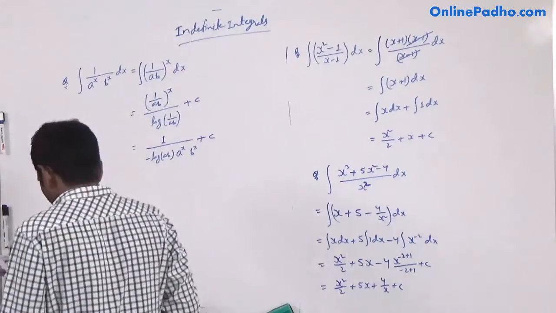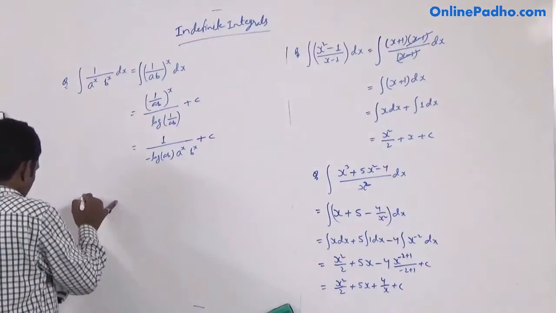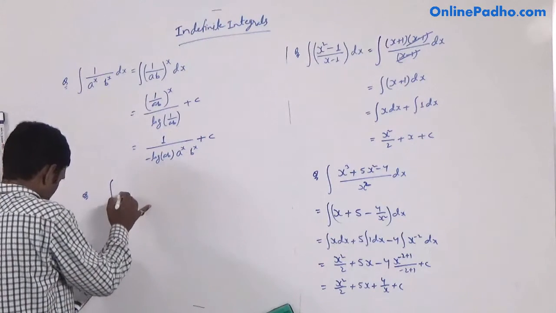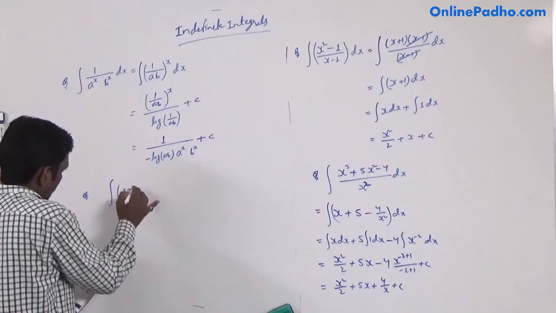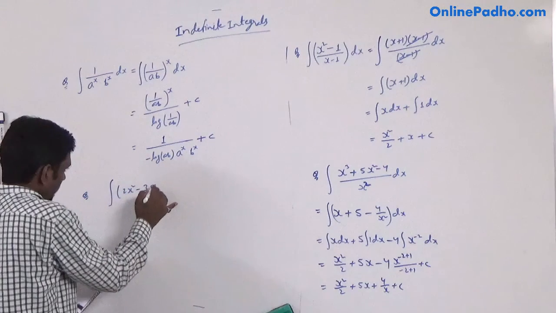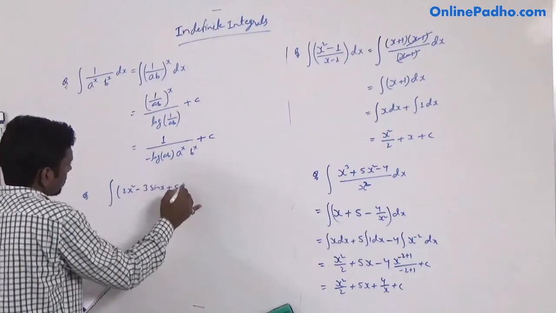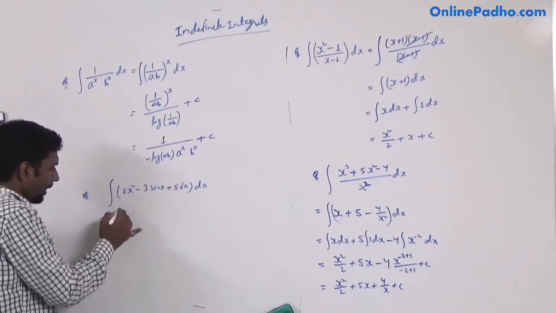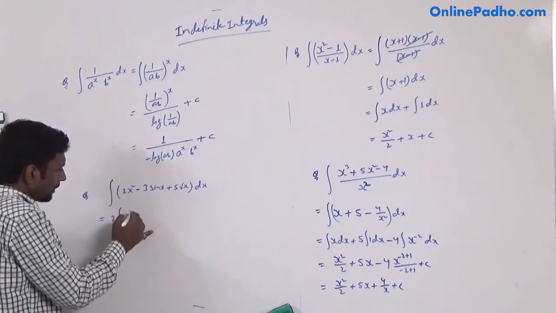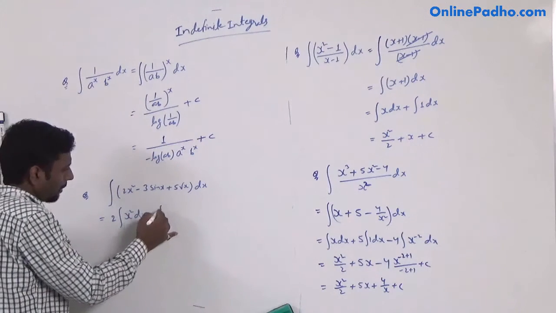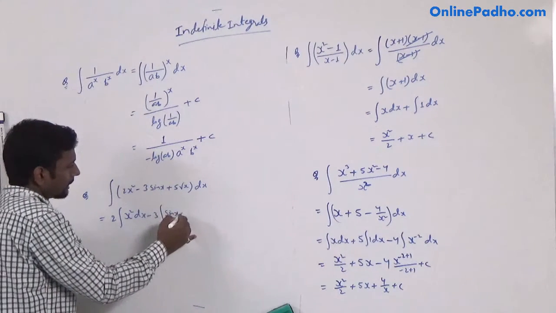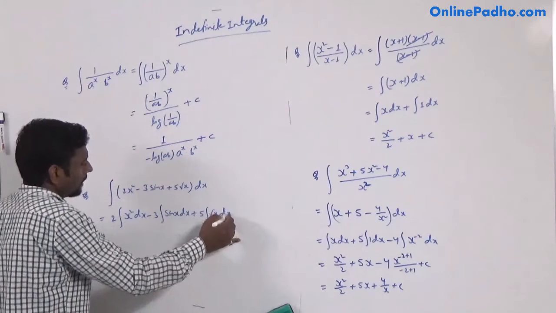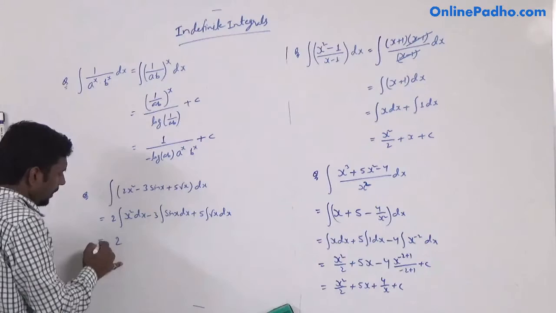Now, if we have a question like integration of 2x square minus 3 sin x plus 5 root x, how can we integrate this? We can separate these three integrations. We will write 2 multiply integration x square dx minus 3 multiply integration sin x dx plus 5 multiply integration root x dx.